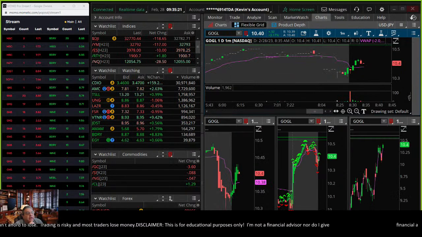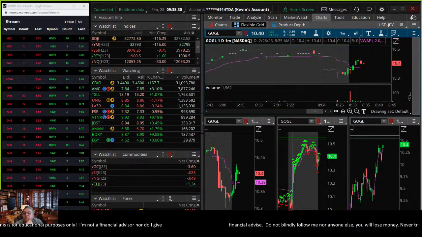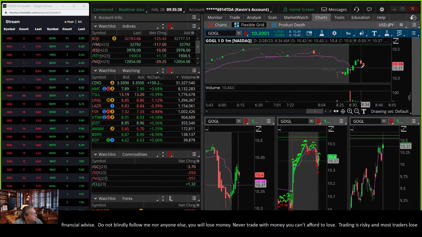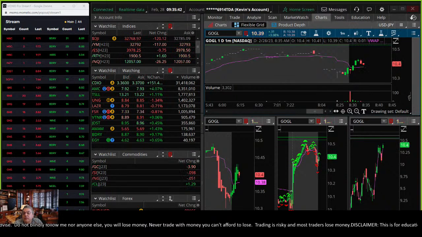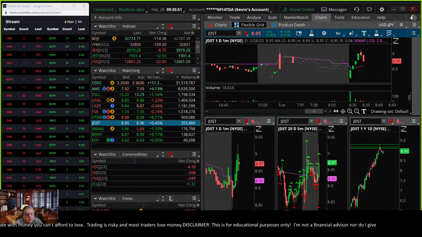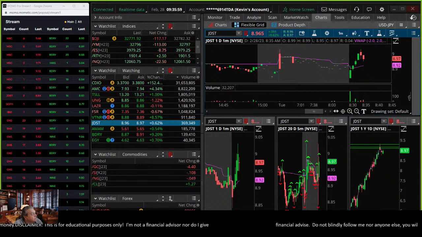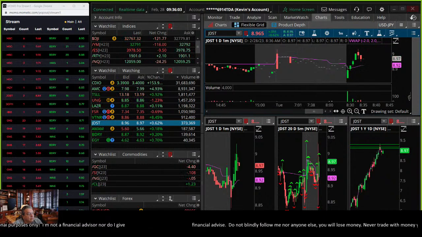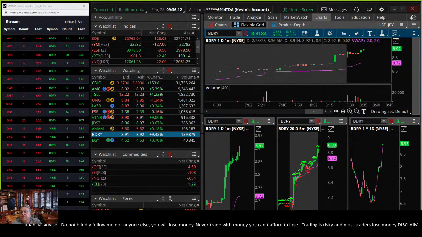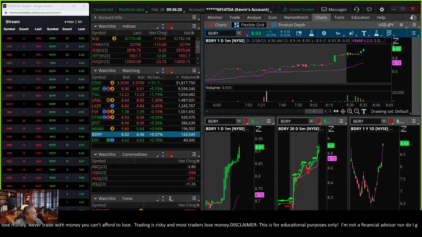Also want to watch GOGL. Keep an eye on GOGL. All right, let's take a look at this JDST. BDRY continuing to go up. Wish I had something on BDRY. I just don't have anything on BDRY. That really took off early this morning and hasn't turned around, so don't see anything there.